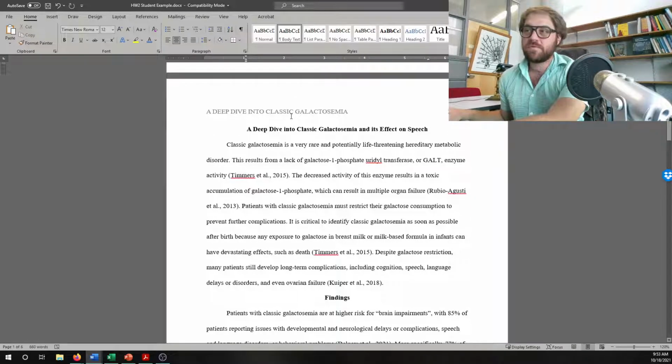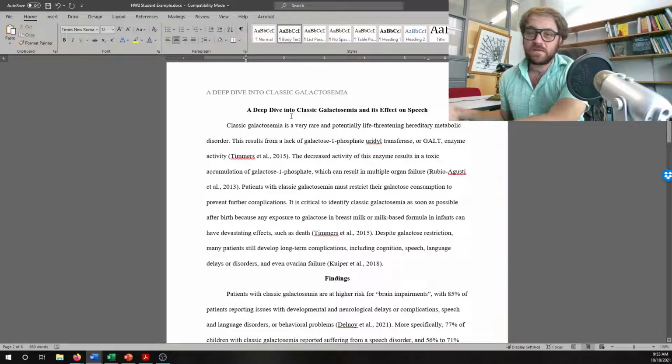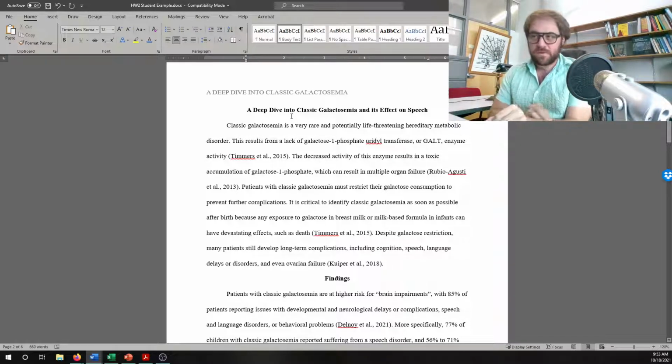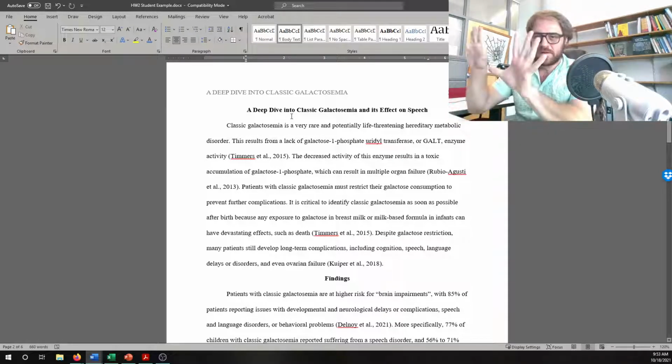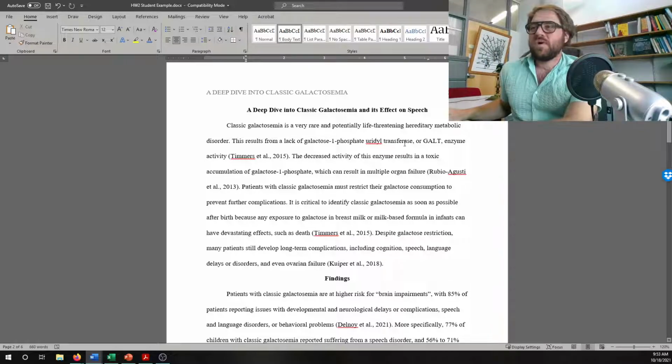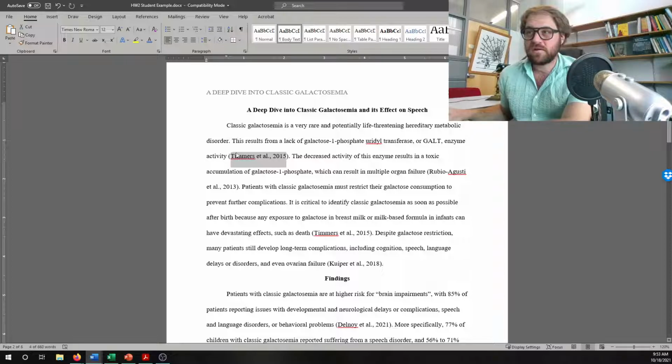Okay, no abstract, which is fine. This is a short paper. You don't need an abstract. I don't want to read an abstract. You don't want to write an abstract. Let's leave the abstract out of it. But what she did was, up here, she's summarizing what galactosemia is. Why is this a problem? What is it? What does it do? Right? And so you can see that she talks about it and then cites one of her articles right here.